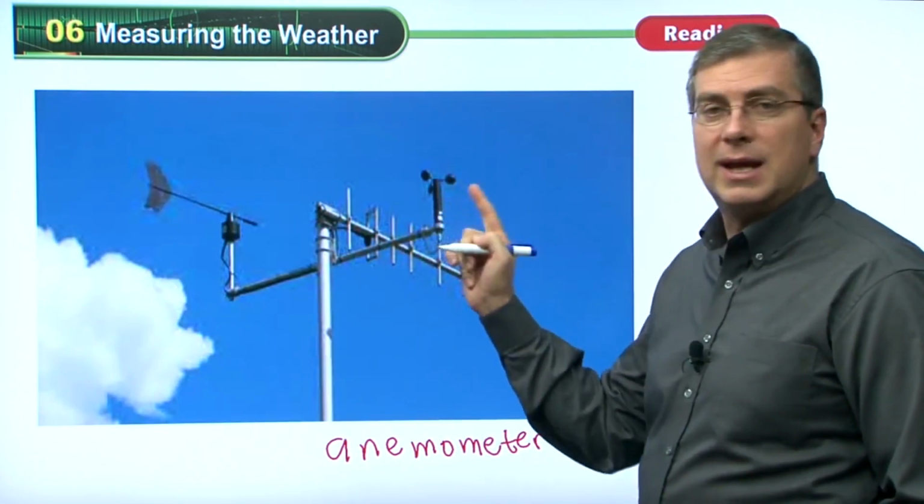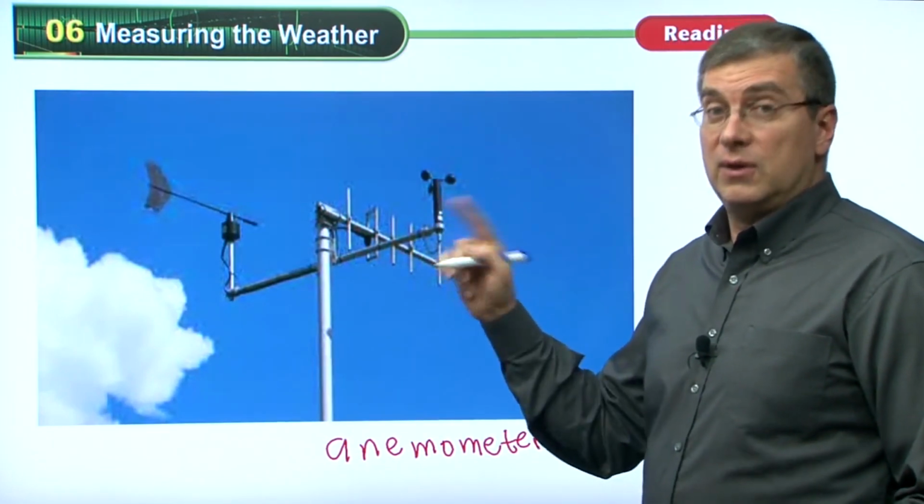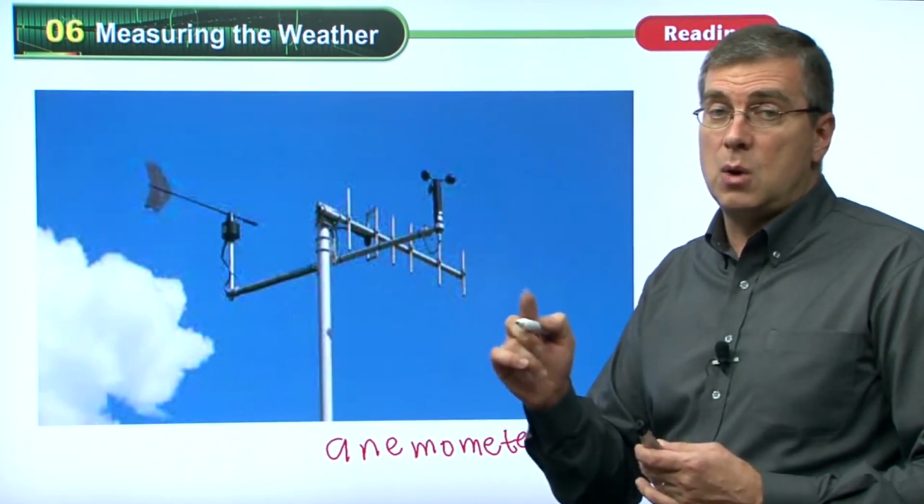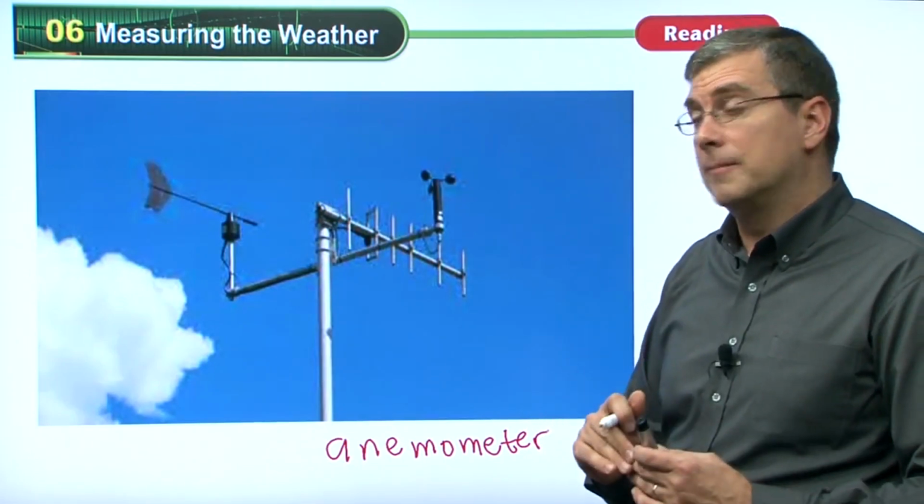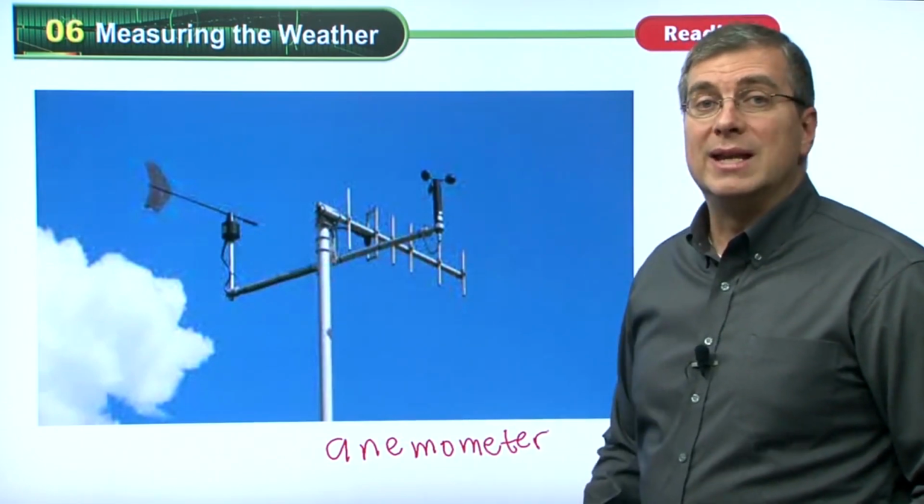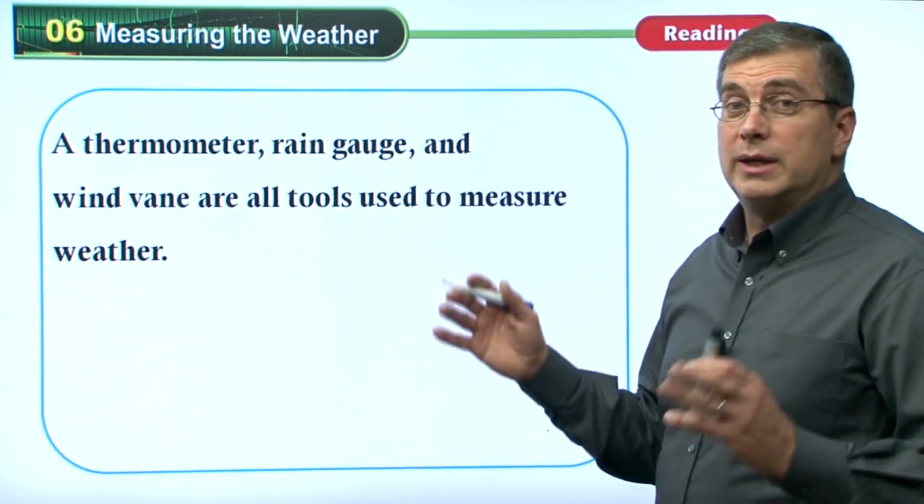And you saw that little thing spinning around. If it spins faster, the wind speed is higher. If it spins slower, the wind speed is slower. So this is the anemometer, and this is the wind vane. Okay, so let's do a little bit of summary.